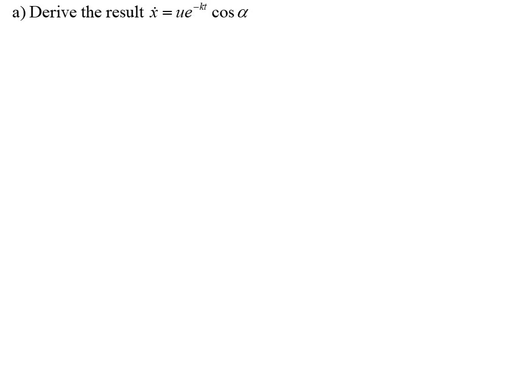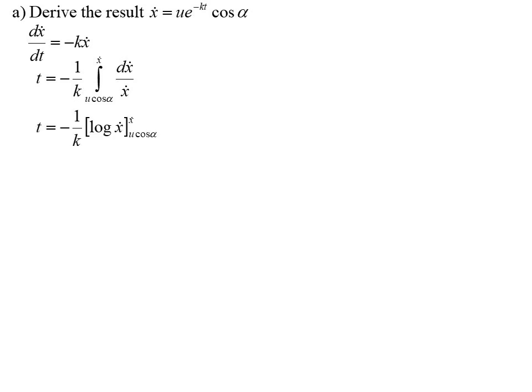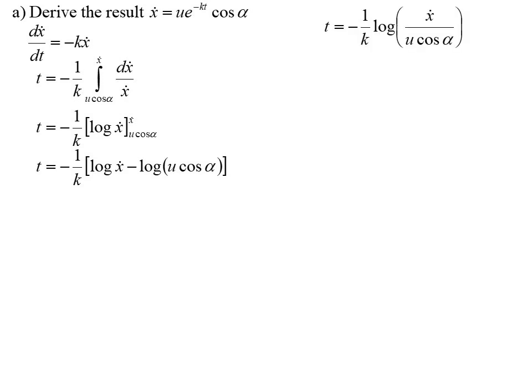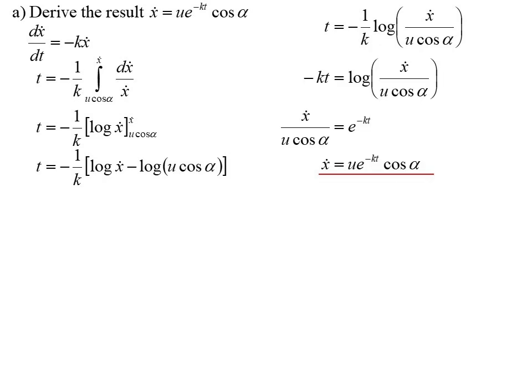Well, they told me that the acceleration, I'm using d x dot by dt, is minus k times the velocity. So t is minus 1 on k times the log. The initial velocity was u cos alpha. Subbing into this log, now that's t in terms of x dot. We want x dot in terms of t. So playing around with that, we eventually get the expression that they want.